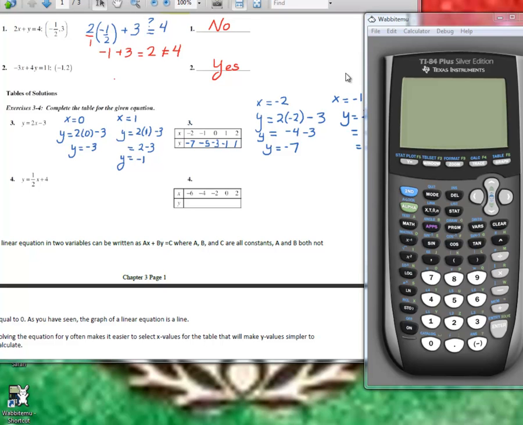Now this time what we're going to do is redo the same problem but with the graphing calculator. So the first thing I want you to locate is that Y= button on the upper left hand corner, and you're going to type in our equation. Now the y is already given for you under Y1, so we're just going to type in the 2x, 2 times x minus 3.